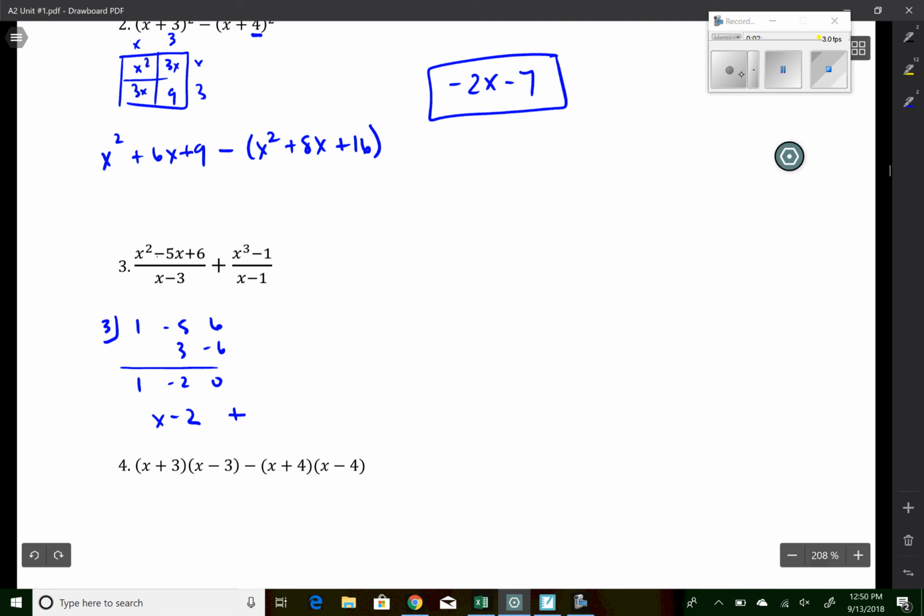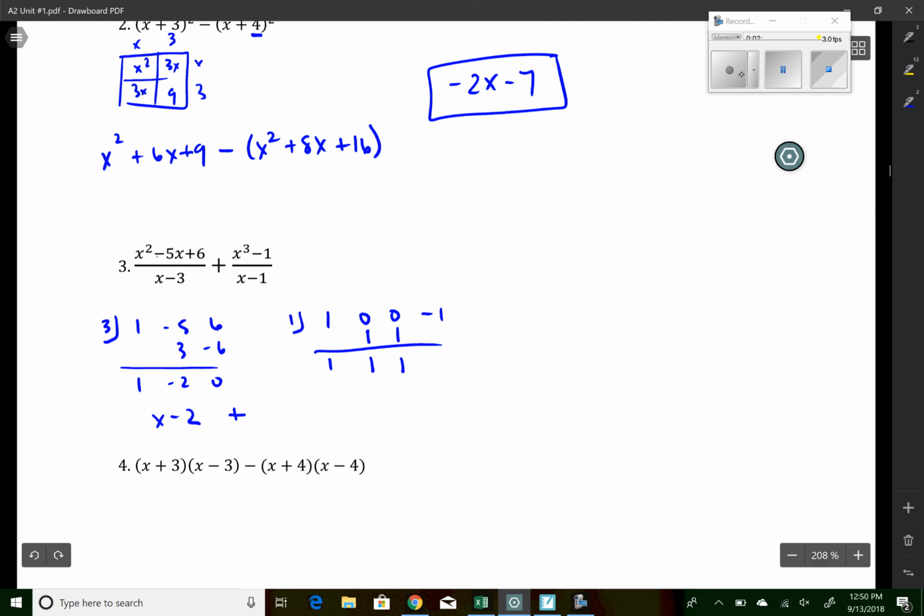Again, I'll do some synthetic division. So I have 1, 0, 0, negative 1. So that becomes a 1, 1, 1, 1. And positive 1, negative 1. So that's going to be x squared plus x plus 1. Combine up your like terms, x squared plus 2x minus 1 is your answer there.